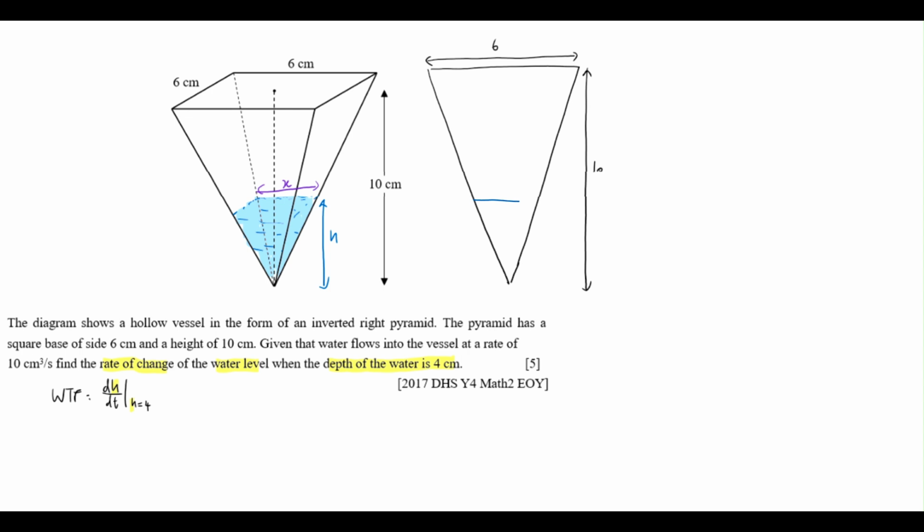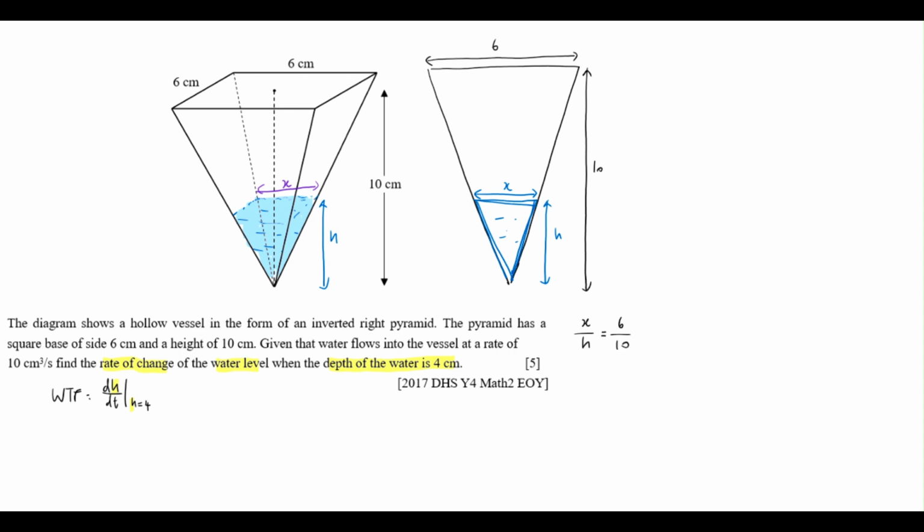On top of that, I'm going to put in another smaller triangle in blue to represent the water level. So the height of the water is h. The square base sides of the water is x. Because the two triangles are similar, therefore the ratio of the corresponding sides are equal as well. So I can form the ratio x over h is equal to 6 over 10.